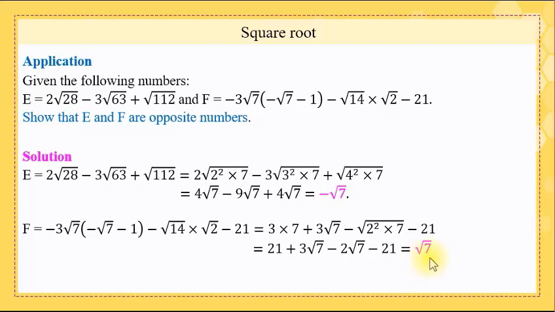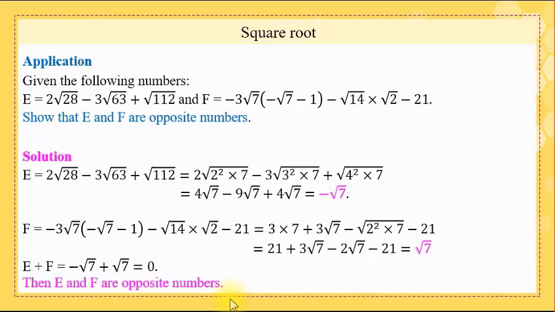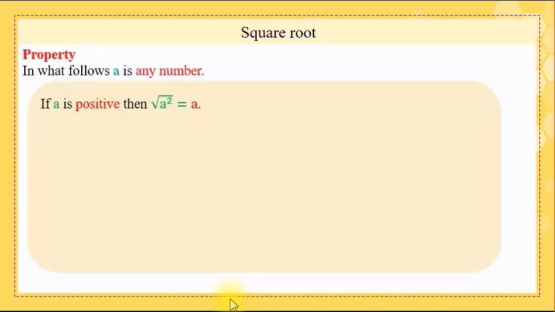Here minus 21 is cancelled by 21. Finally, E plus F, minus radical 7 plus radical 7, equals 0. This means that E and F are opposite numbers. We have this property. It is an important property.